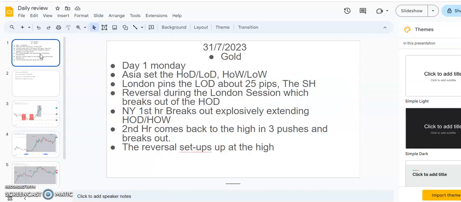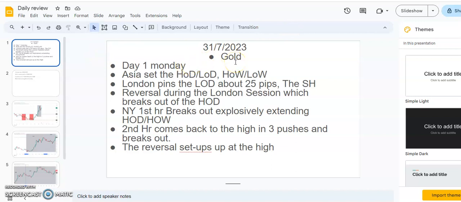Now I suggest you create a simple file. This is a Google Slides site where you can just post in your daily reviews. And the best thing I love about this feature is it has all these slots where you can screenshot your process. So today is day 1 on Monday.